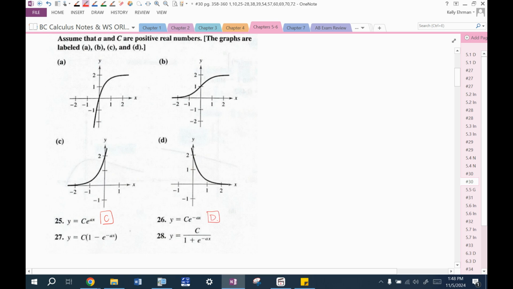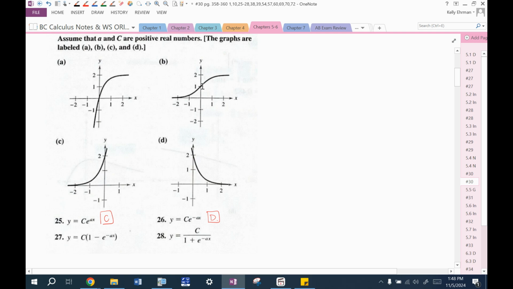So we're down to A and B for the next two. I can't remember if we have talked about, I don't think we have yet, I think it's chapter 6 where we talk about logistic curves. But this is the equation of a logistic curve. So I do know that 28 is going to look like B. But say we don't know that. How are we supposed to work through these?